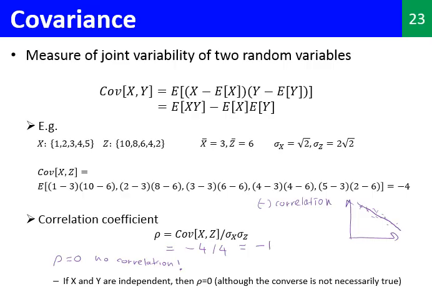Okay, now we can have rho equals 0, which means no correlation. For example, if we have two independent random variables, then the correlation coefficient between these two independent random variables will be 0. However, please note that the converse is not necessarily true. That means when rho is equal to 0, that does not mean the two random variables are independent. Understood?